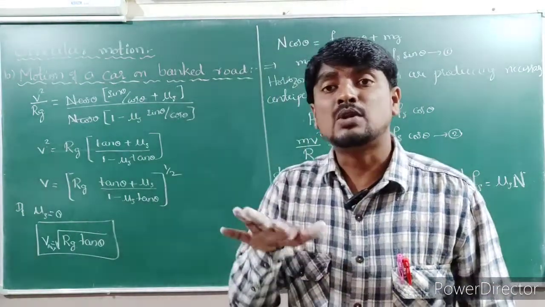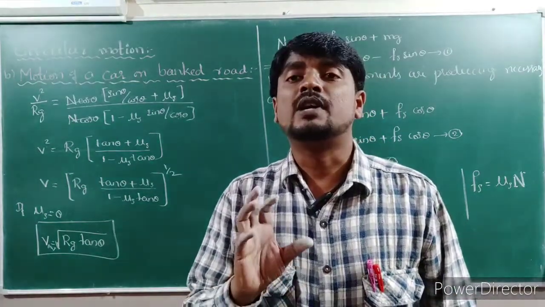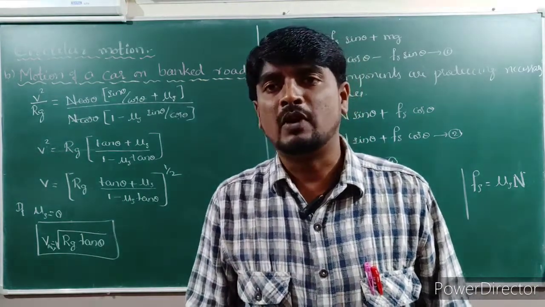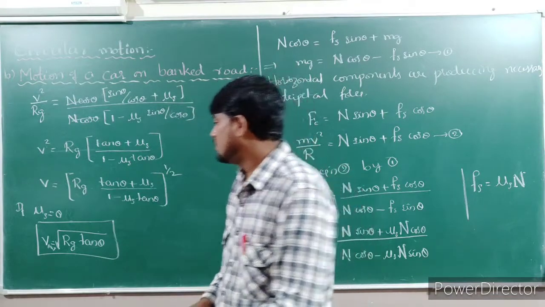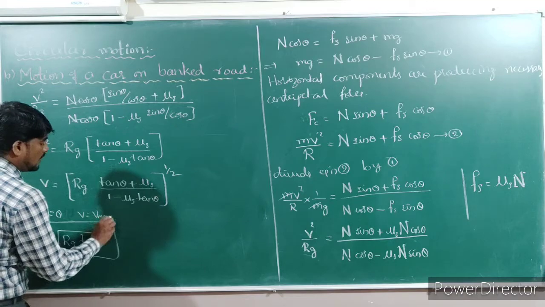Now, based on this banked road, we can go with a safer speed, with a uniform velocity. That is, v max is given by the square root of rg into tan theta. If μs equals 0, then v obviously becomes v max.